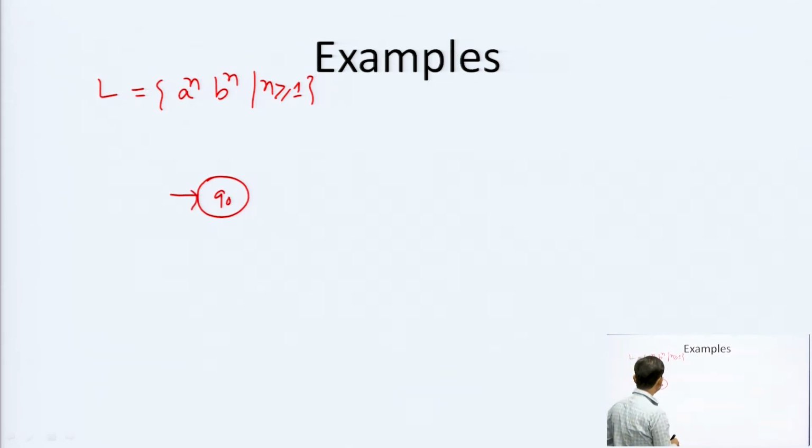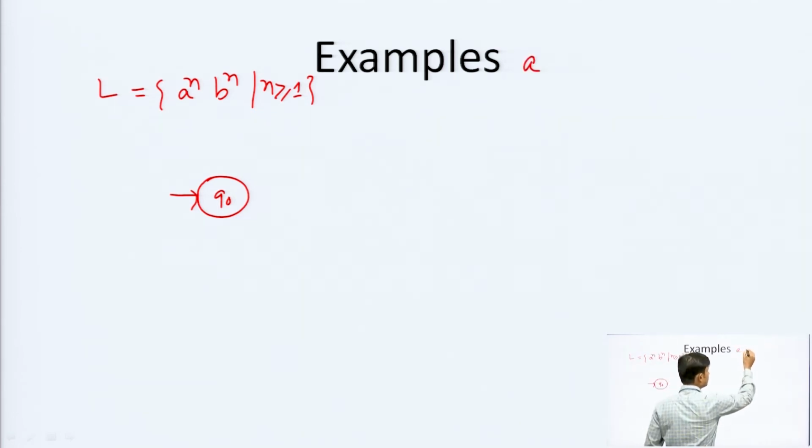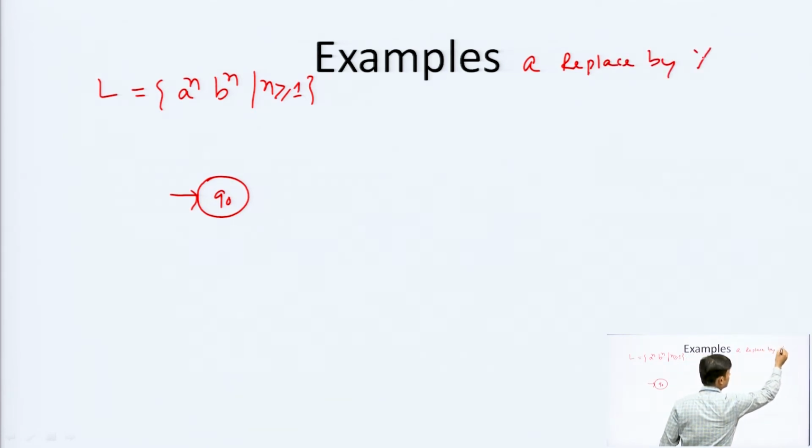You have to first remove one A and replace it on the tape input. Suppose A will be replaced by X and B will be replaced by Y. I have taken two extra symbols in the tape. For A, replaced by X, B replaced by Y.